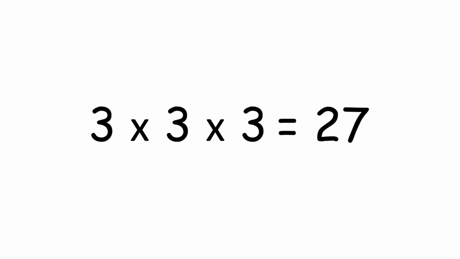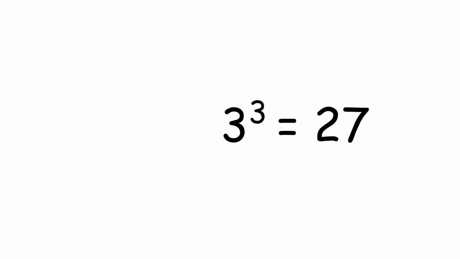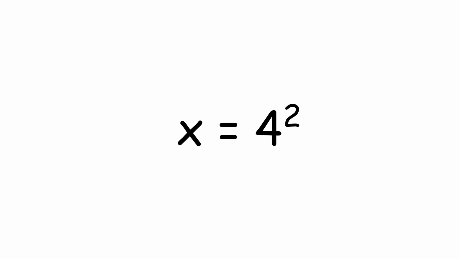Similarly, 3 times 3 times 3 is 27. And that's the same thing as 3 to the power of 3, or 3 cubed. This applies to any number. So for example, to find 4 squared, we just multiply 4 by itself.